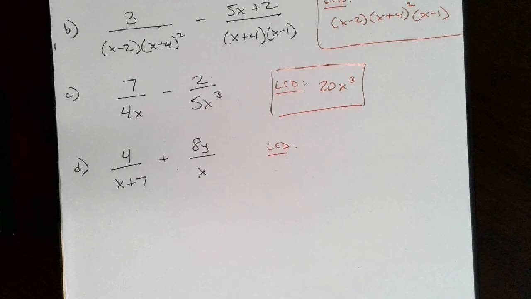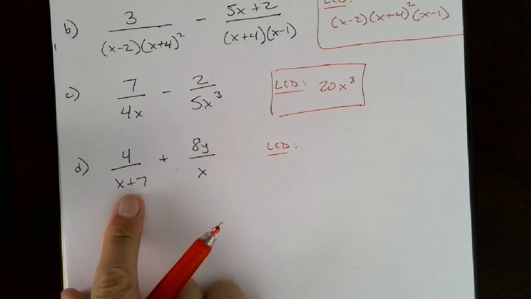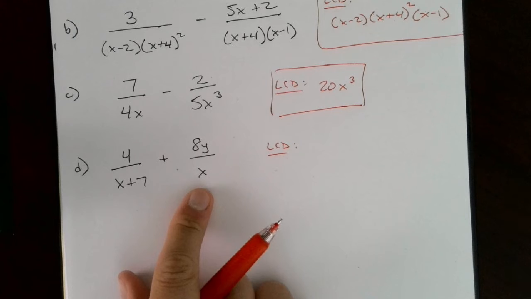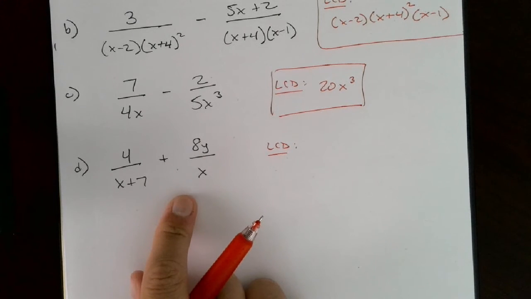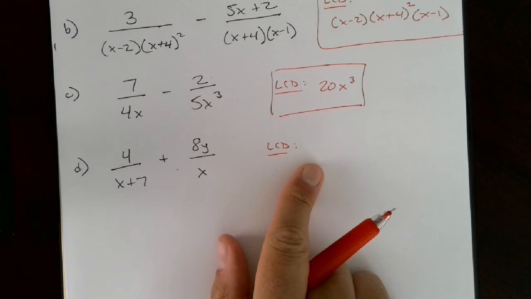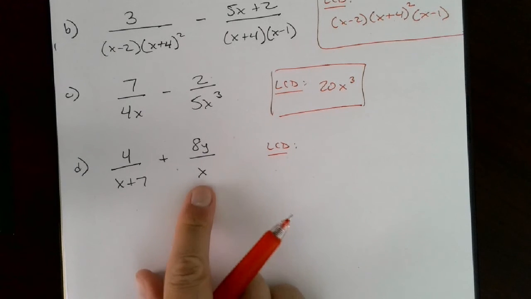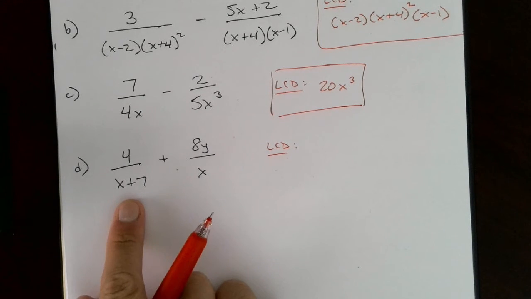Now be careful here when you're looking at the LCD. So you have a factor of x plus 7 here and a factor of x. The common mistake people make here is they just say the LCD is x plus 7. But you can't use x plus 7 because you can't multiply x by something to get to x plus 7. Right?